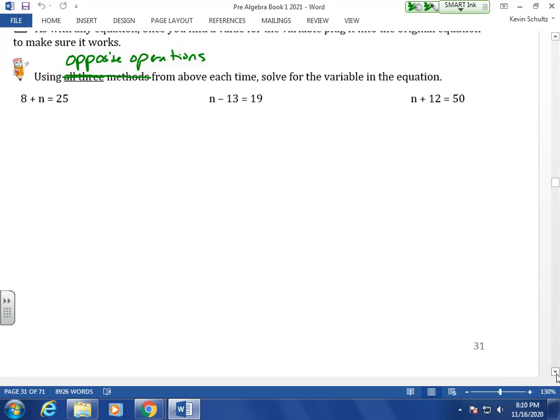Okay, so 8 plus n equals 25. I've got some more space here. I'm going to rewrite this equation down here. I would like you to do the same, just so it's a size that you can work with here. And our goal is to get n by itself.